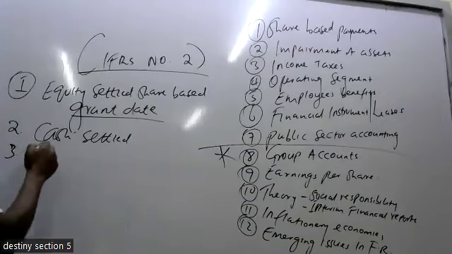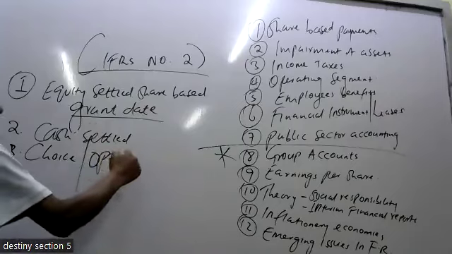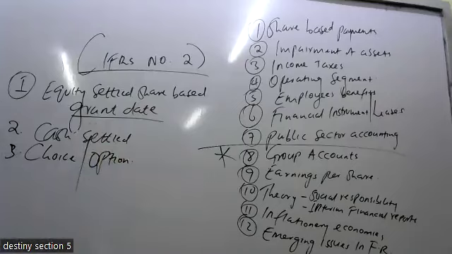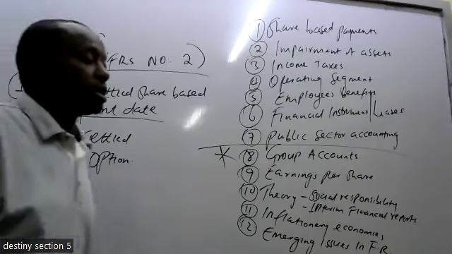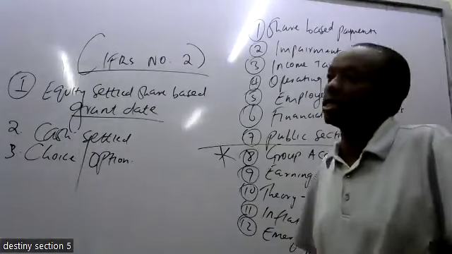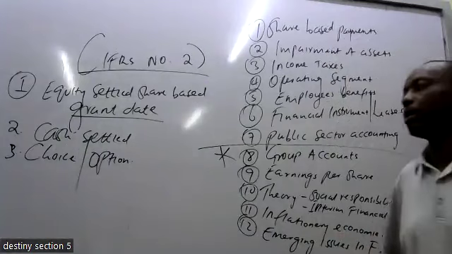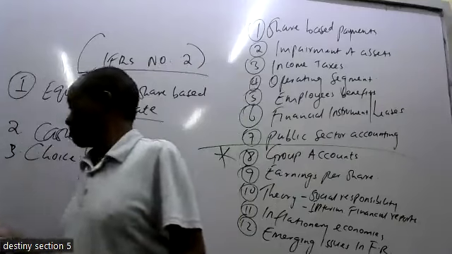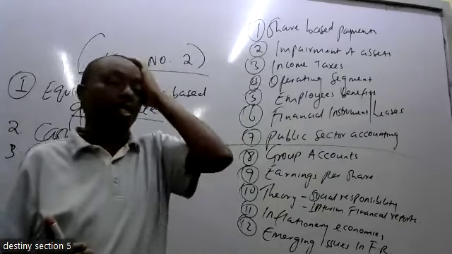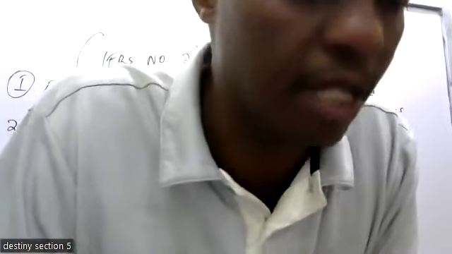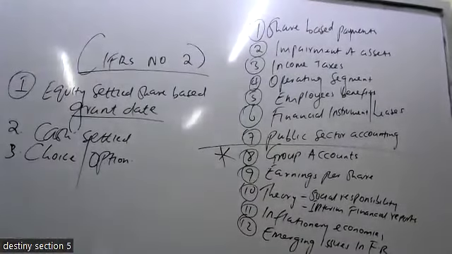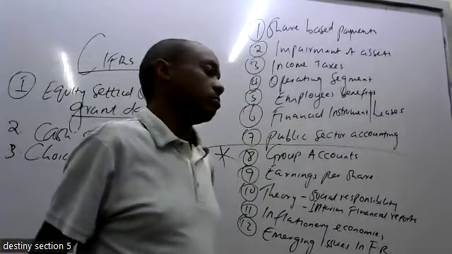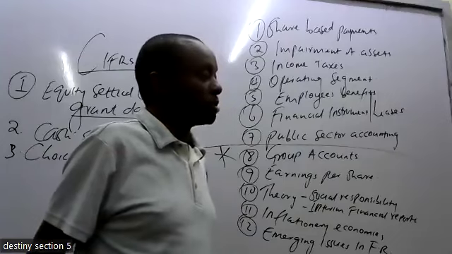The last one inaitagwa choice. Vitabu zingine zinaitaga option settled share-based payments. Choice, and if you want, option settled share-based payments. It arises where an entity is given a choice either to accept cash or the equity instruments of a firm.